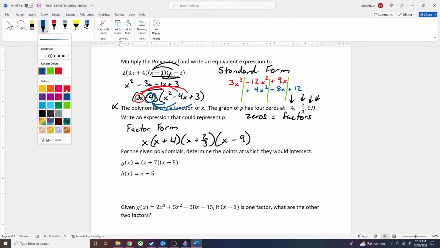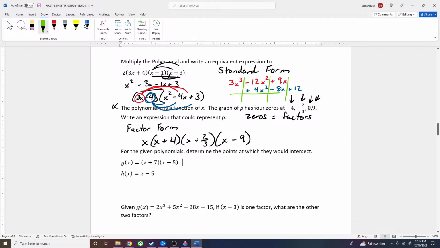Now, we go ahead and add all of these together. 3x to the third doesn't have anything else to add to it, so it stays by itself. -12x squared plus 4x squared, because we have a negative 12 and a positive 4, stays as negative 8x squared. Positive 9x minus 8x is plus x, and this plus 12 over here stays all by itself. It doesn't have anything else to add to it.